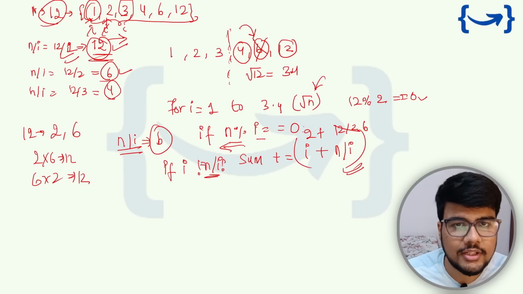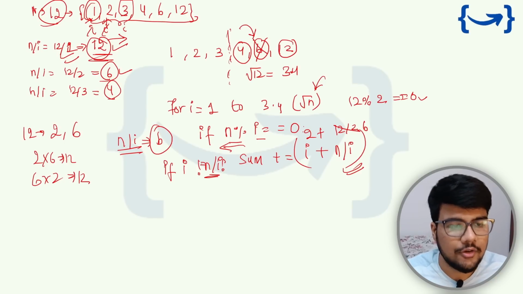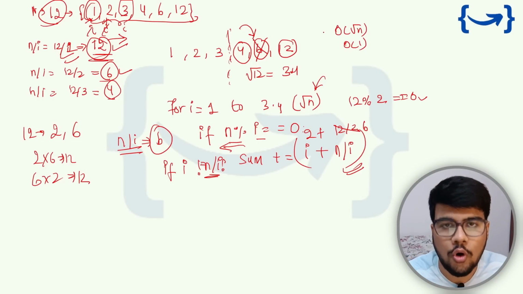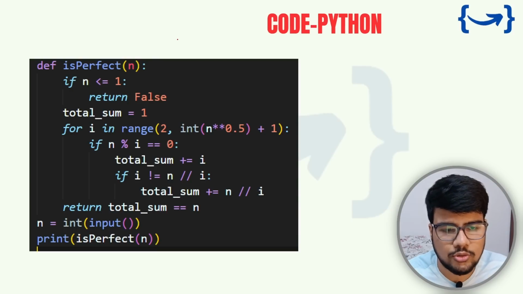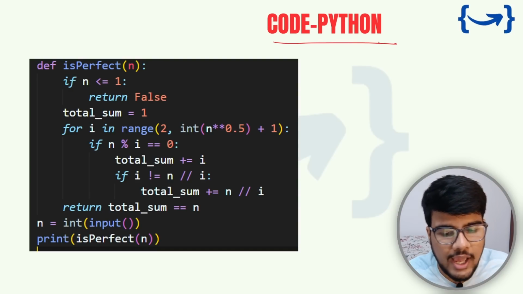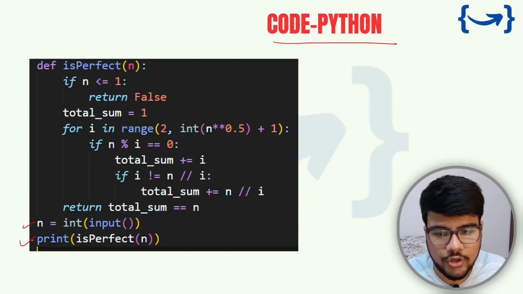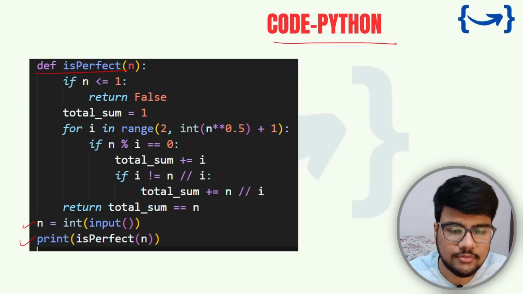So this would be the optimal solution, where the time complexity would be O of root n and the space complexity would be O of 1. I hope you got it. It is very easy. We just need to eliminate the recomputation. That's it. So let's have a look at the Python code, and in the same manner, you need to write your code in the TCS NQT as well. Okay, so def is perfect. Fantastic.